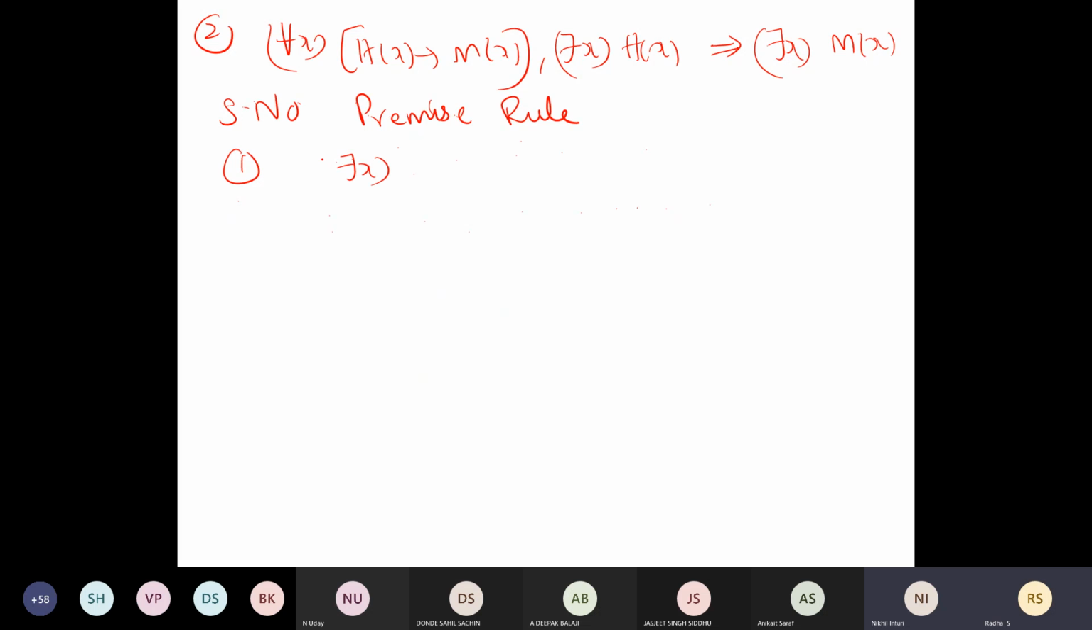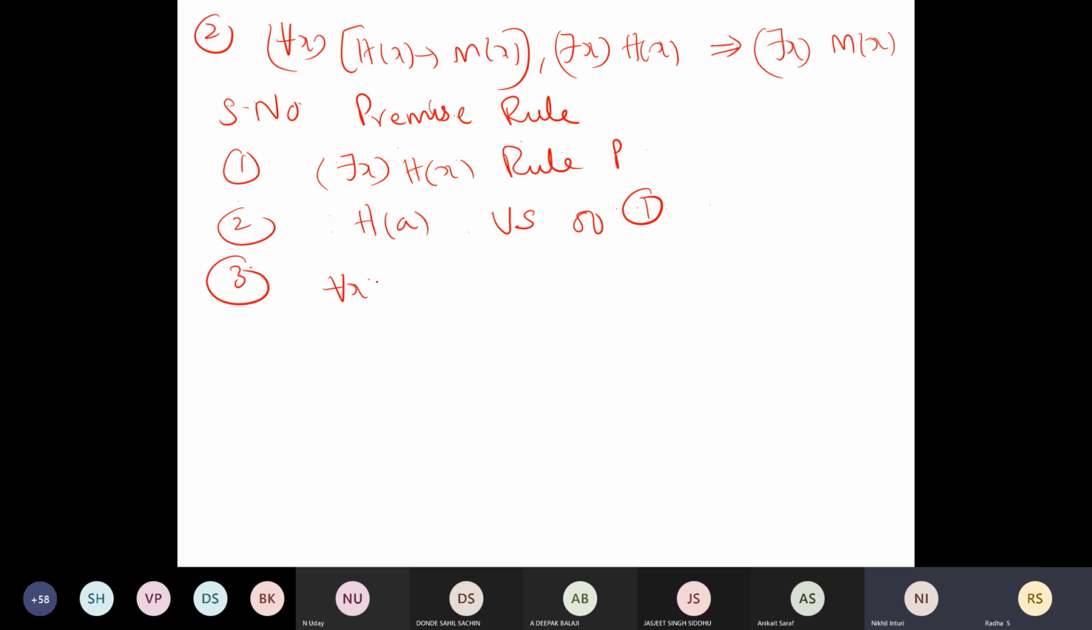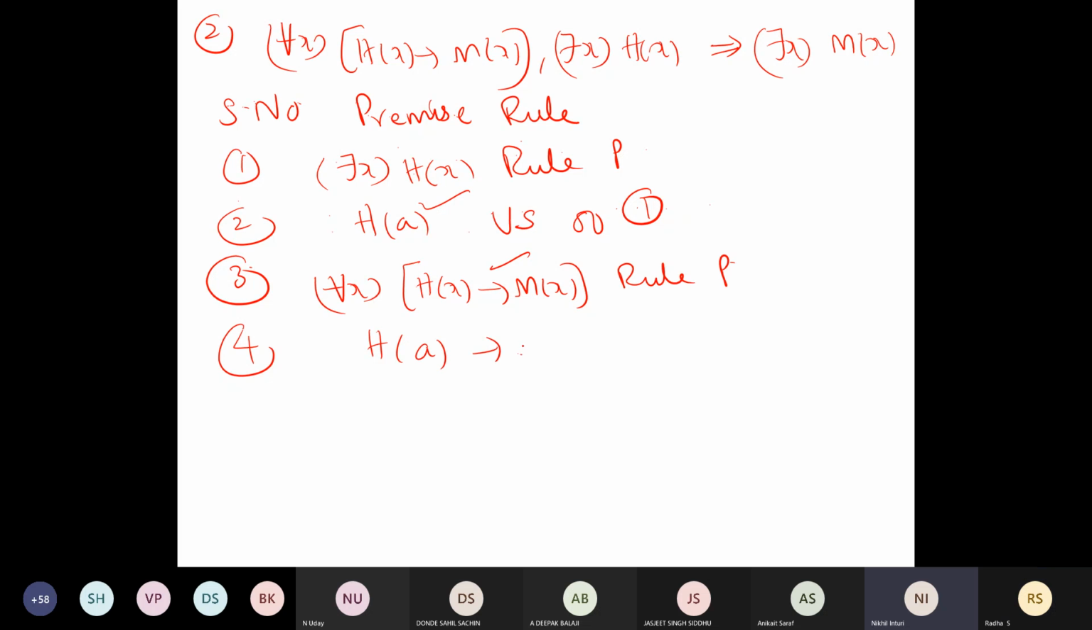So first we should introduce this one. Then H of A. Universal specification of 1. Then for all x, H of x implies M of x. Now, since you have fixed some value, there exists a person, some A, for which it is true. That same A I can use here also, because here it is true for everything. Everything and something will not match, so first you fix that something and then come to everything. So H of A implies M of A.